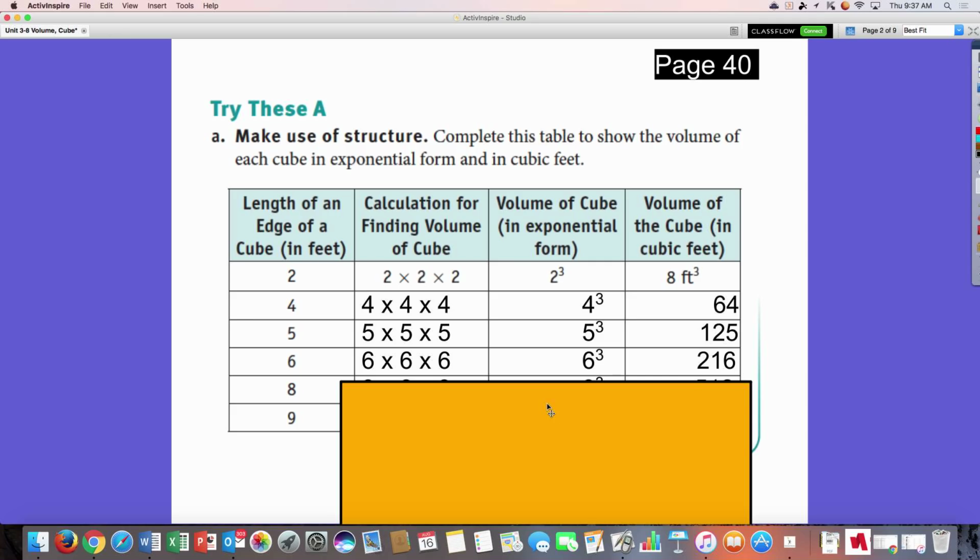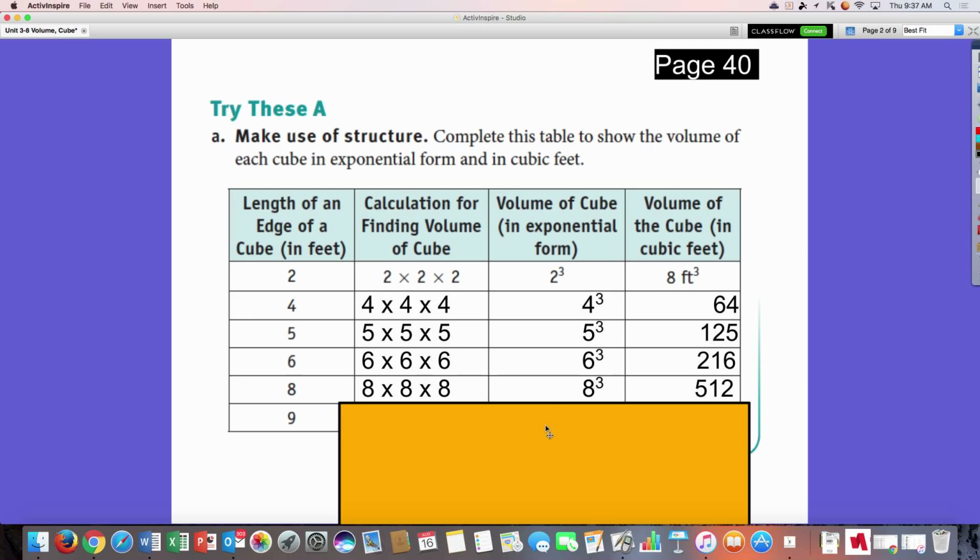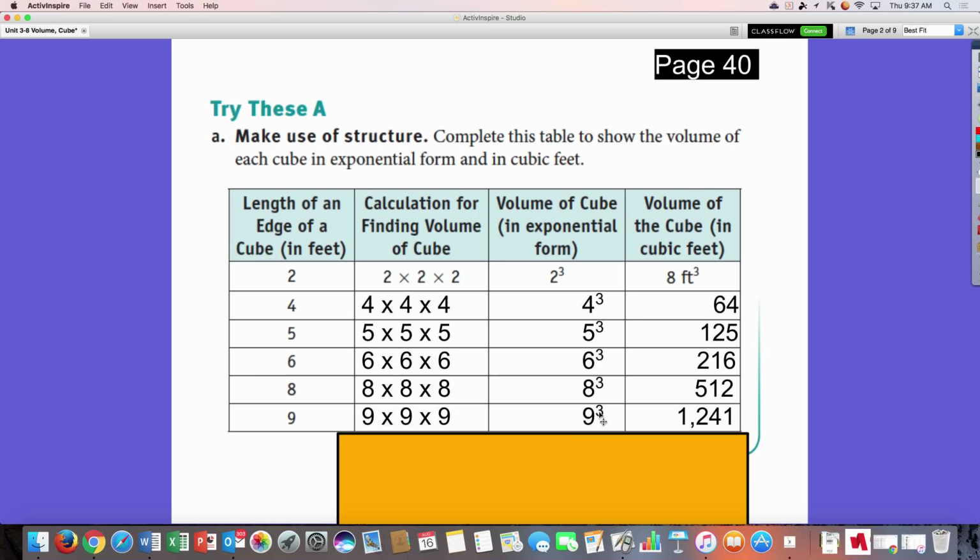I bet you could do 8. 8 times 8 times 8. 8 cubed. 512. 8 times 8 is 64, times 8 is 512. 8 cubed, or 8 to the third power. Exponential form is exactly the way it sounds. It's got an exponent. Let's do 9. 9 times 9 times 9. 9 cubed, or 9 to the third power. 9 times 9 is 81, times 9 is 729. I think you're getting the hang of it, right? I knew you would.